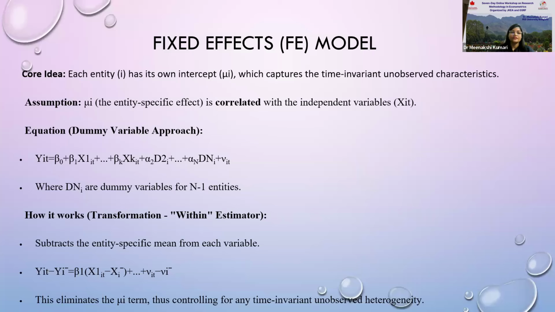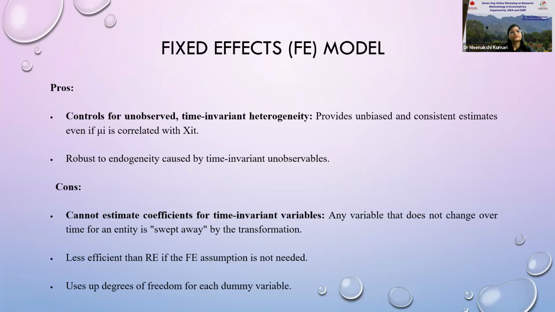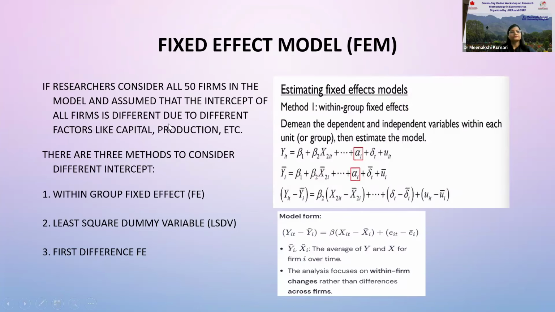And for the fixed effect model, we have the assumption that this entity specific effect is correlated with the independent variables, meaning this mu i is correlated with any of the explanatory variables, that is x1i, x2i, x3i. That is the main assumption of the fixed effect model. And we have different equations, I will just move ahead.